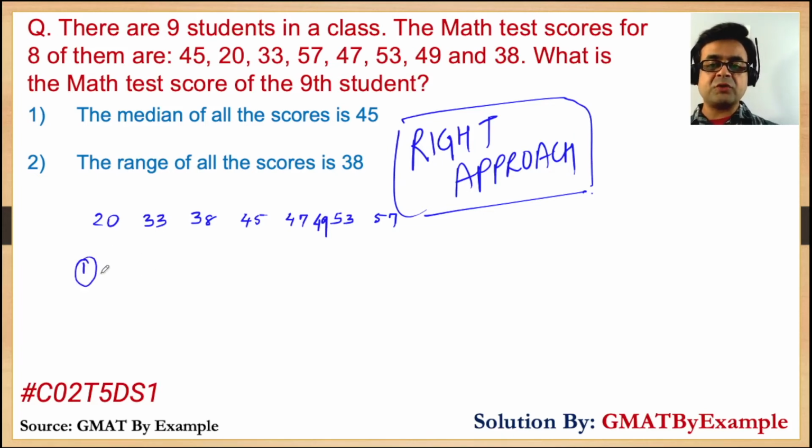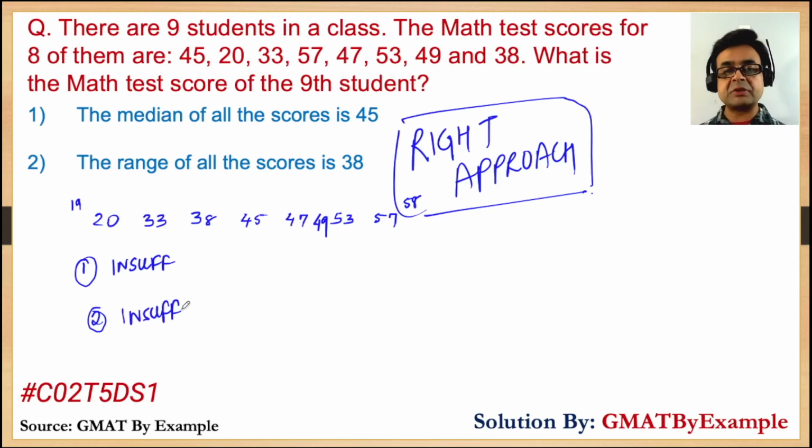In the wrong approach, we already looked at why one is insufficient to answer the question, so I'm just going to write insufficient here. We also talked about why two is insufficient to answer the question, and also the mistake people make. Quickly, the reason two is insufficient is because one of the numbers could be 19 or the number could be 58. In both cases, the range is 38, hence 2 is insufficient to answer the question.